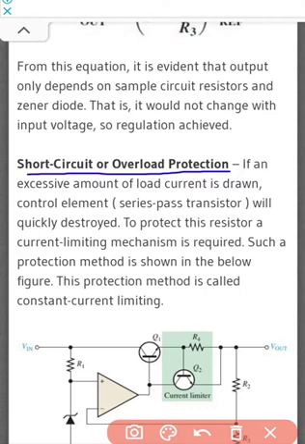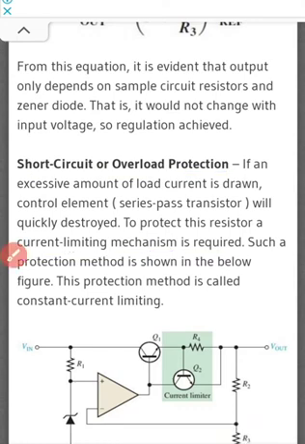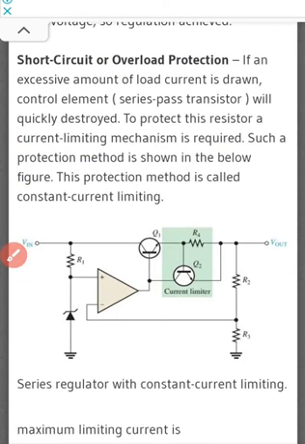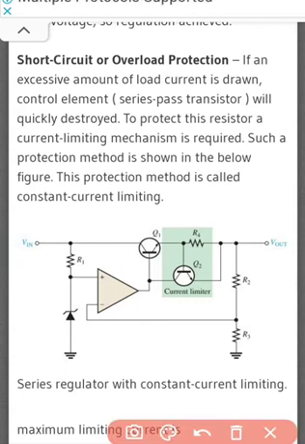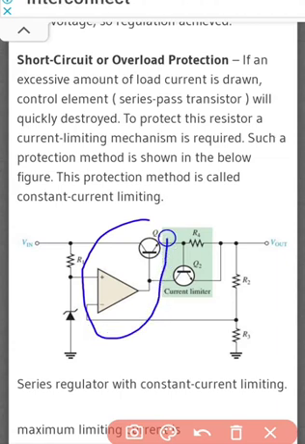To protect against these circumstances, and to protect the resistors there, a current limiting mechanism is required, a mechanism in order to limit the current. Such a protection method is shown in the figure below. As you can see here, in the previous picture, the only thing in the previous picture was this much. The added portion is this.